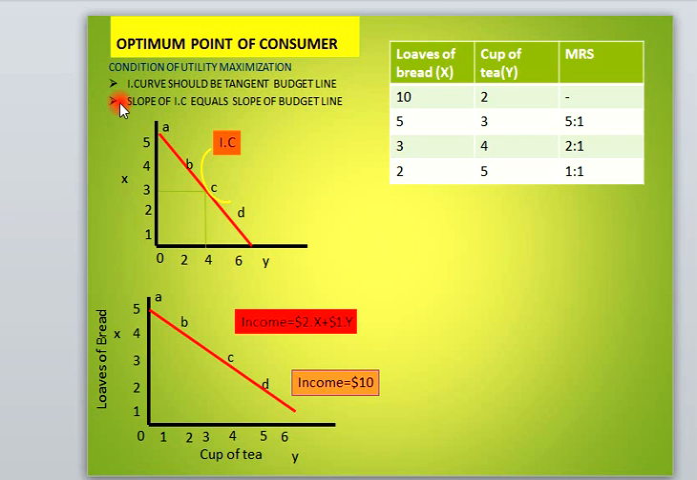And this last one, that the slope of the indifference curve must equal the slope of the budget line, is not always necessary. But the main point is that the indifference curve should be tangential to the budget line. That is, one of the combinations must be able to be afforded by the consumer, based on the value of his income.